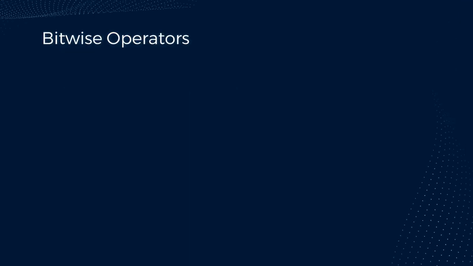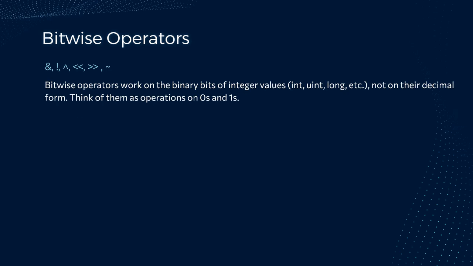So bitwise operators, what are these bitwise operators? Bitwise operators work on the binary bits of integer values, for example int, unsigned, long, etc., not on their decimal form. Think of them as operations on zeros and ones. Basically 0 and 1 are binary numbers, so we can think of bitwise operator operations as operations on binary numbers.